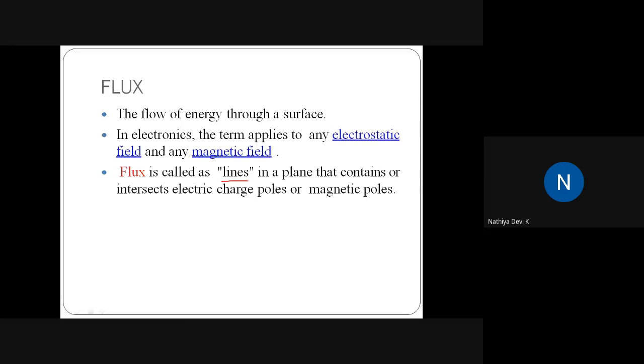It is nothing but lines in a plane that contain or intersect electric charge poles or magnetic poles. Flux is nothing but lines. Just keep in mind, flux is the flow of lines. I told you flux is due to an electric field and a magnetic field.